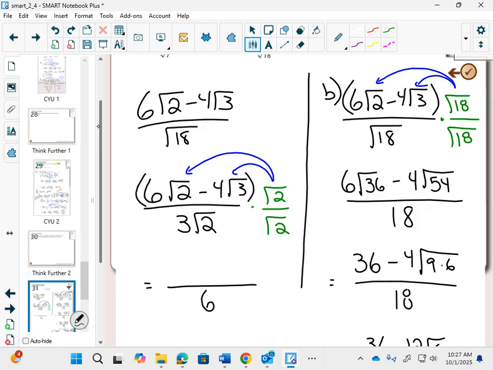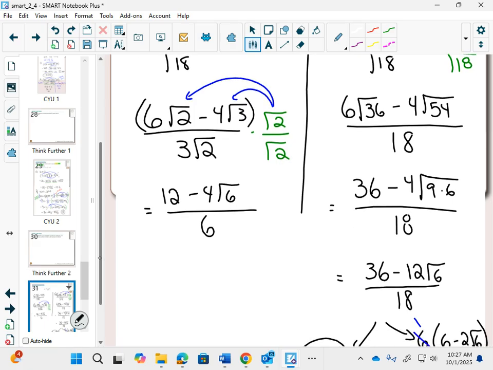Okay. So do you see that the root 2 times root 2 makes a 2, and 2 times 3 would be 6 on the bottom. If I distribute, 6 root 2 times root 2 will just be 6 times 2, 12. And root 2 times this will be minus 4 root 6. Are we done? No. But now, what's the number that can divide all of those? A 2. If you divide them all by 2, I think that was a little bit faster than the other way.